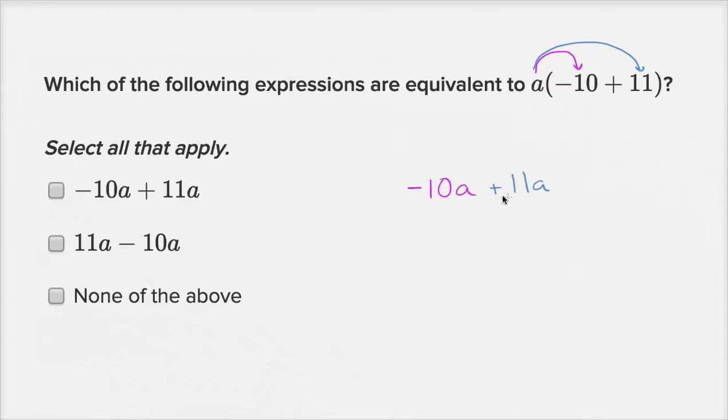Now, which of these choices are that? Negative 10a plus 11a. So this one looks right. Now, what about this one? Well, here they just swapped the order. If you put the 11a first, we could write 11a, and then instead of saying negative 10a, we could just say minus 10a. Once again, all I did is I took this thing and I put it out front. So these two things are actually equivalent. So I would select that one as well.